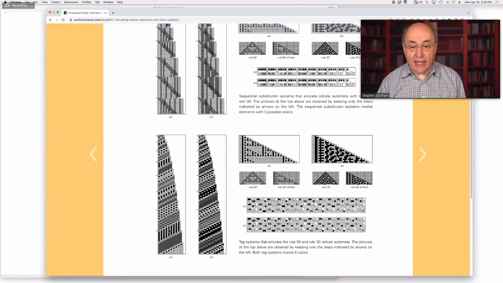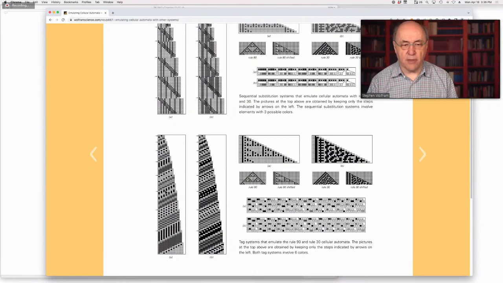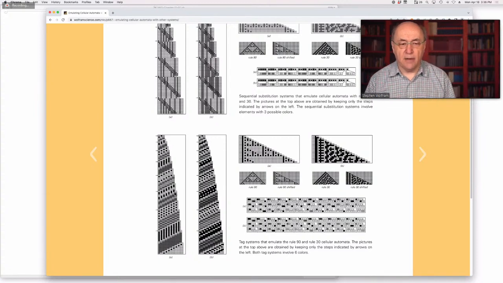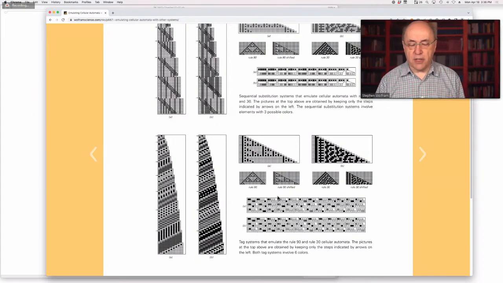Down here, it's a tag system emulating a cellular automaton, where in the tag system, you're just going and looking at the front of the tape, and then, based on that, you're shifting down and adding things at the back. That's enough with these kinds of rules, slightly complicated rules, but that's what you need to sort of engineer a cellular automaton out of these systems.